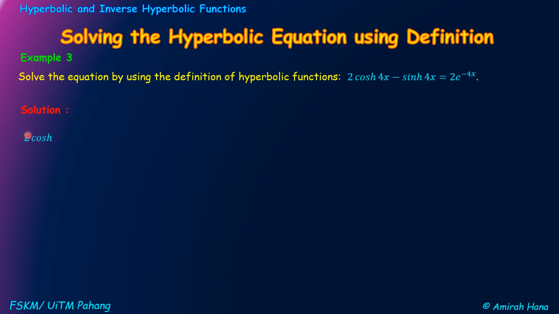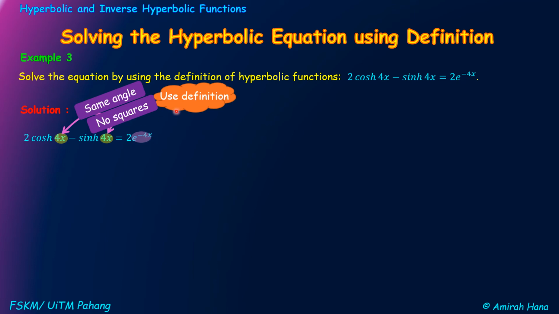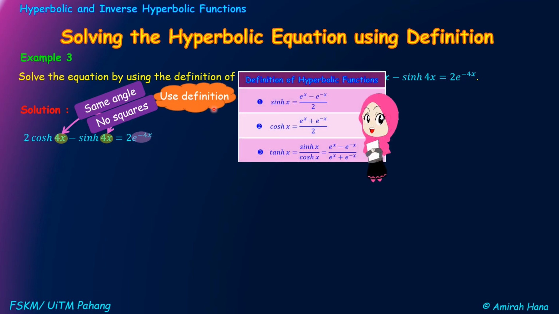Alright, from the given question, we have 4x and 4x here, which is the same angle, and at the same time no squares. And also, we have e to the power of negative 4x here. Okay? In this case, we need to use the definition. Definition means we use it in terms of the exponential function. We use the definition when we have the same angle and no squares. Okay, now we have e to the power of negative 4x here, so this is also the reason why we need to use the definition.